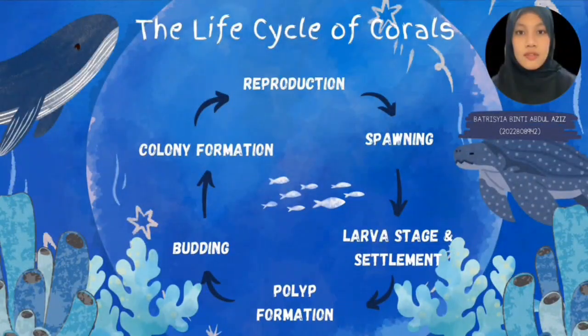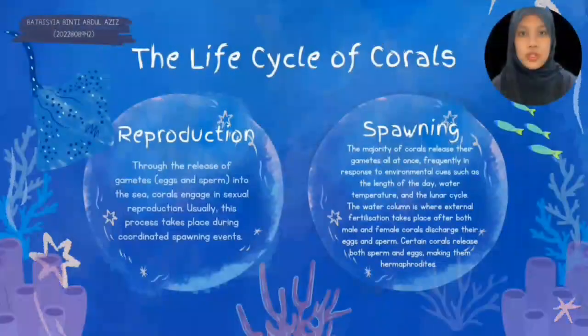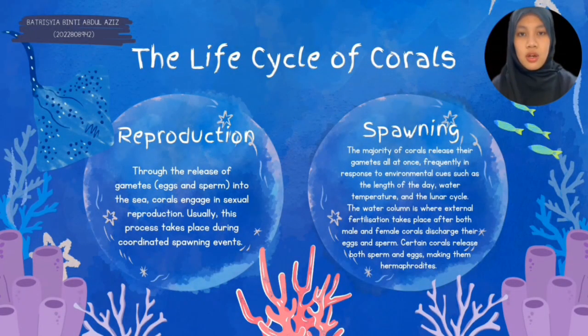This is the life cycle of corals. Through the release of gametes into the sea, corals engage in sexual reproduction. Usually, this process takes place during coordinated spawning events. The majority of corals release their gametes all at once, frequently in response to environmental cues such as the length of the day, water temperature, and the lunar cycle.